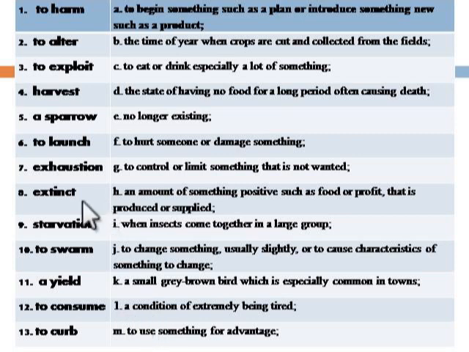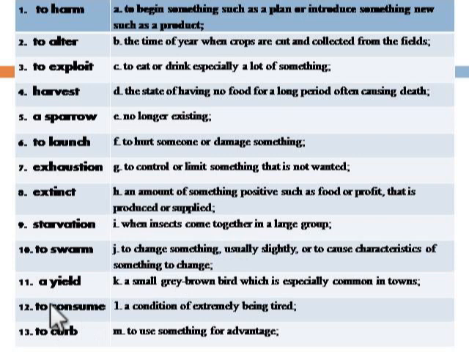And the eighth, extinct. Its answer is the letter E, no longer existing. Ninth, starvation. The definition is the letter D, the state of having no food for a long period, often causing death. The tenth, to swarm. The definition is the letter I, when insects come together in a large group.